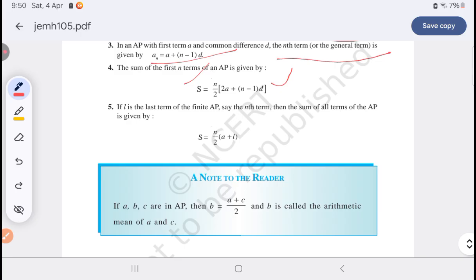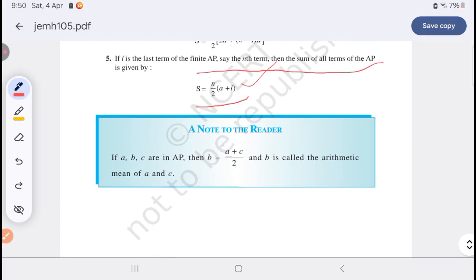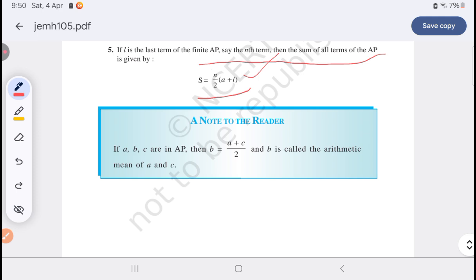And if you know the last term l of the AP, the sum of the AP is given by S equal to n by 2 into a plus l. If a, b, c are in AP, then b equal to a plus c by 2, and b is called the arithmetic mean of a and c.